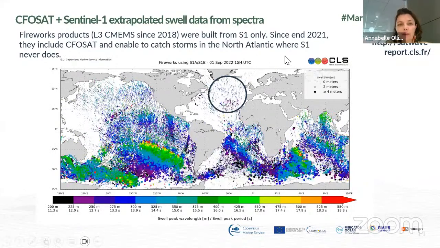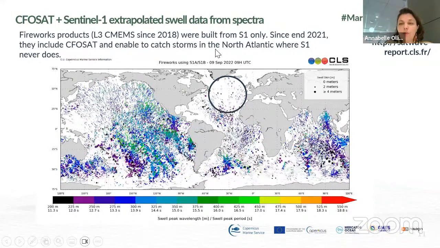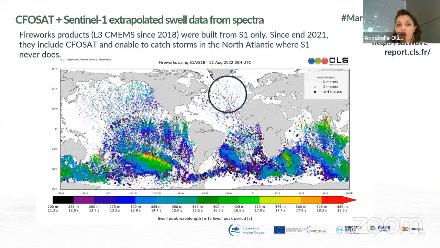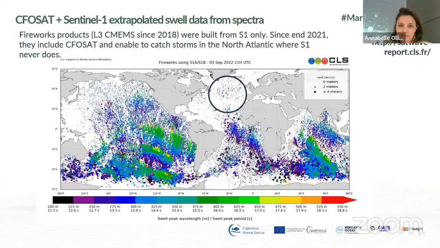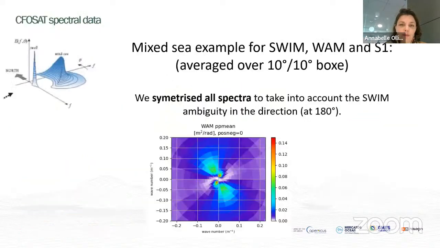And we also have, since 2 years, information from CFOSAT, which is a satellite dedicated to the observation of waves and more specifically of wave spectra. Currently there are some experimental products coming soon to try to answer as best as possible the users' needs. There were some surveys made addressing the needs of the users, the assimilators and many users. And we know that they want a higher resolution along track, and they also wanted to have complete spectral information. So these are experimental products coming soon.